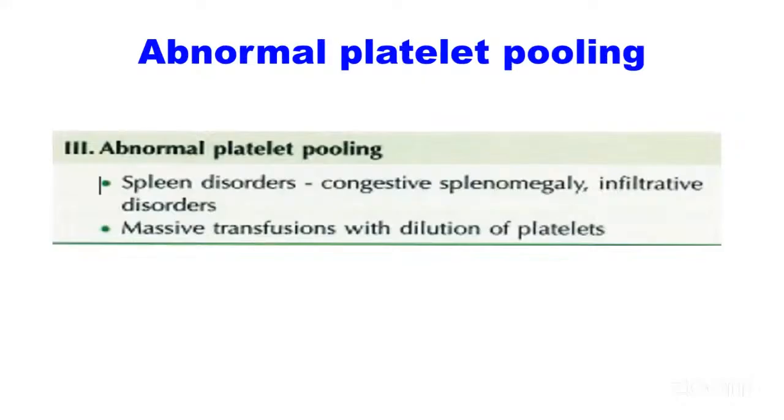And the third group is abnormal platelet pooling. This is due to spleen disorders like congestive splenomegaly or infiltrative disorders, or there might be massive blood transfusion.